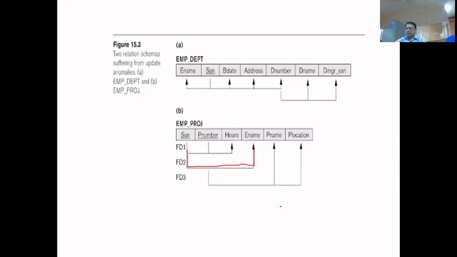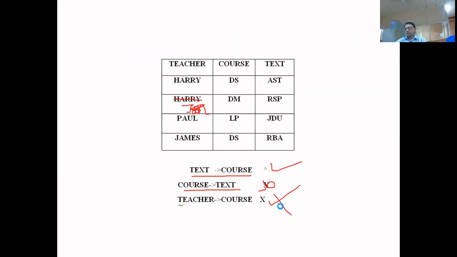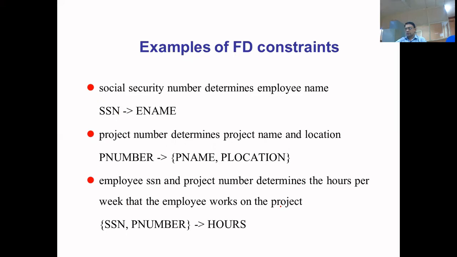As I said, this will be specified by the schema designer who knows the actual meaning of the data. So these functional dependencies will be specified by schema designers. Examples of functional dependency constraints: SSN determines ENAME, project number determines project name and project location, and SSN and project number together determines hours.